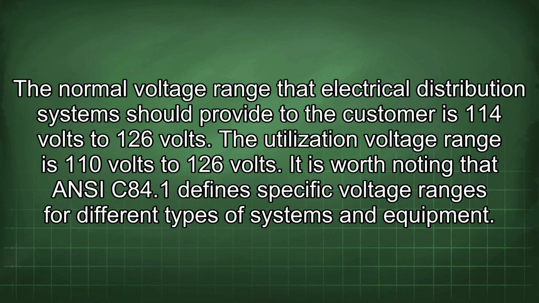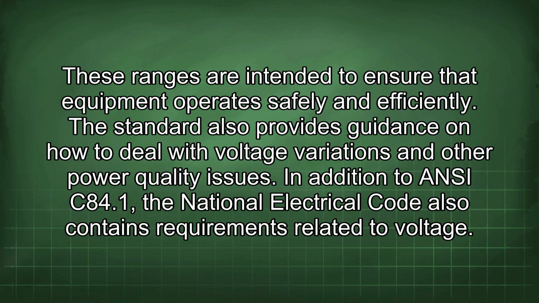The normal voltage range that electrical distribution systems should provide to the customer is 114 volts to 126 volts. The utilization voltage range is 110 volts to 126 volts. It is worth noting that ANSI C84.1 defines specific voltage ranges for different types of systems and equipment. These ranges are intended to ensure that equipment operates safely and efficiently. The standard also provides guidance on how to deal with voltage variations and other power quality issues.